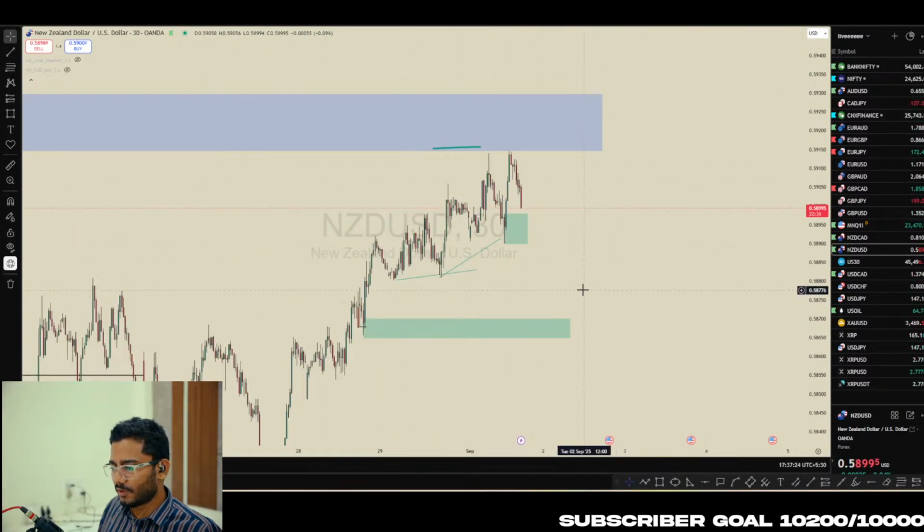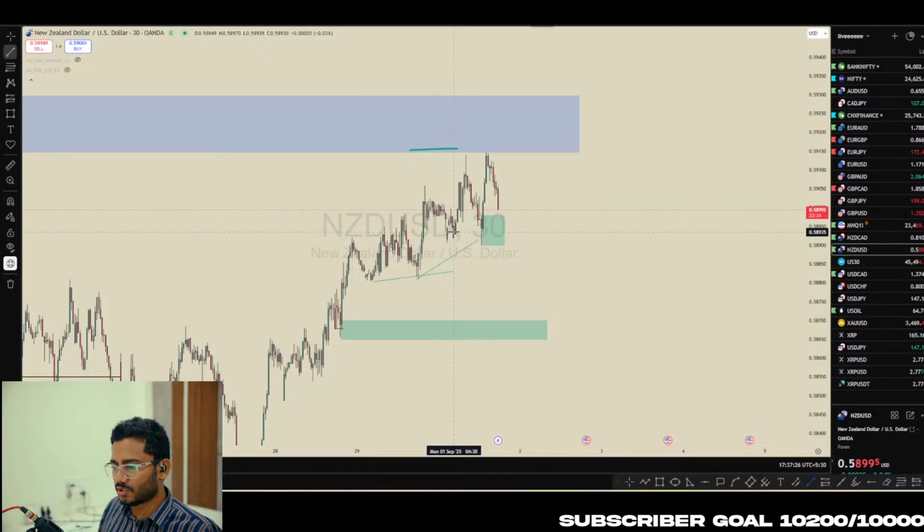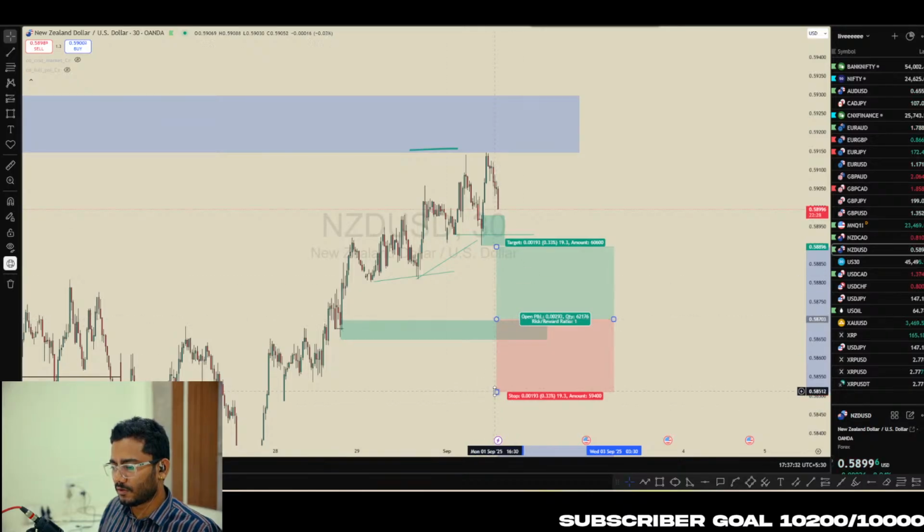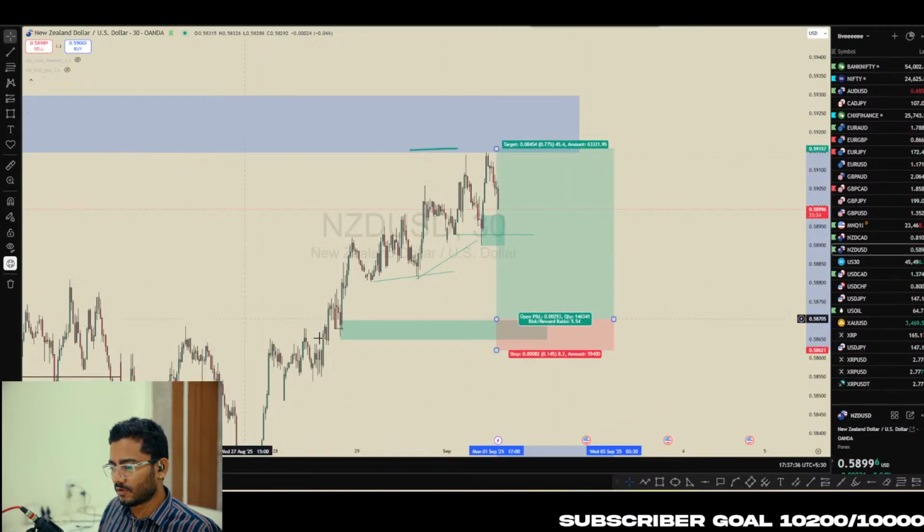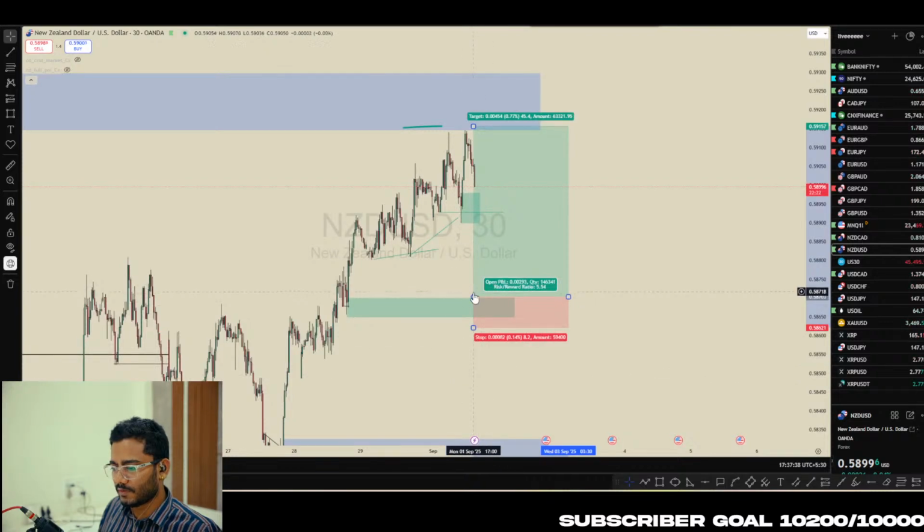I don't think it will happen today because this is a strong structure, so it will hold this 30-minute low. But if price continues to the downside, then we can look for buy side from here. So around a 1:5 setup. This is an inducement order block. Entry, stop loss below this low. Next I take profit.